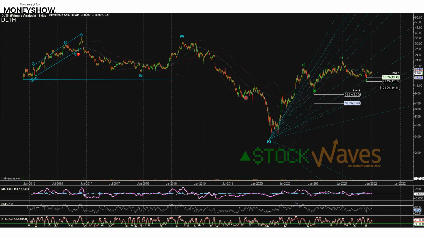So sometimes you could say maybe this is enough for all of that drop down, but when you don't get any kind of clear movement off that low and holding a higher low, then you start to look a lot lower.